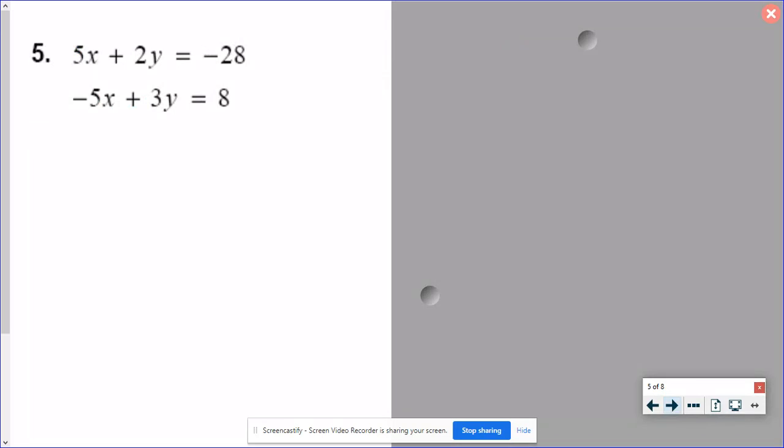If you're feeling pretty confident right now, you may want to pause the video and just try this problem on your own paper. See if you can get it to work out. Get me the whole ordered pair for your answer. If you're not quite there yet, let's do this one together.